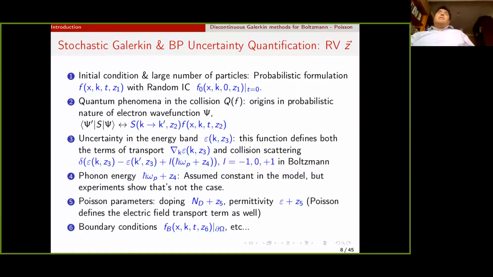Well, for the uncertainty in the initial condition, you can introduce a random variable. Basically, okay, for the quantum nature, you can introduce a random variable in the scattering matrix. In principle, if you want to think of this uncertainty principle, you could carry out a random variable for the whole PDF. That's not something I'm commenting on here. Then, of course, a random variable for the energy band structure, again, because it has influences in the transport part and the collision part. For the phonon energy, it also has some basically randomness due to the constant approximation, which is not completely true. And likewise for the parameters related to the Poisson, such as doping and permittivity, and then the boundary conditions.